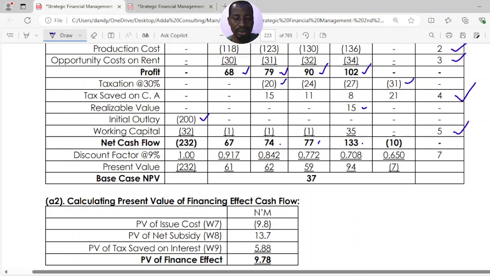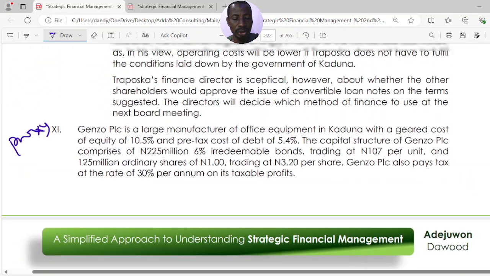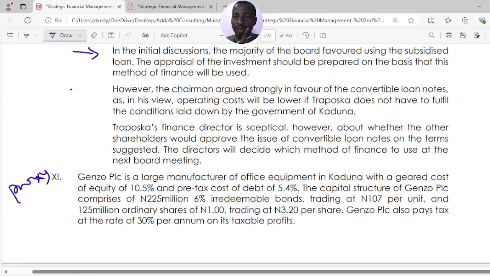I will then go back to the question: how am I going to calculate the cost of equity on gear? To do that, I need the information of a proxy. I will go to the section of the question where I have information on the proxy company. The proxy company here is Genzo PLC. I've already noted that when I was reading it. Therefore, I will need to check Genzo PLC. Do you have beta, or cost of equity, or WACC?